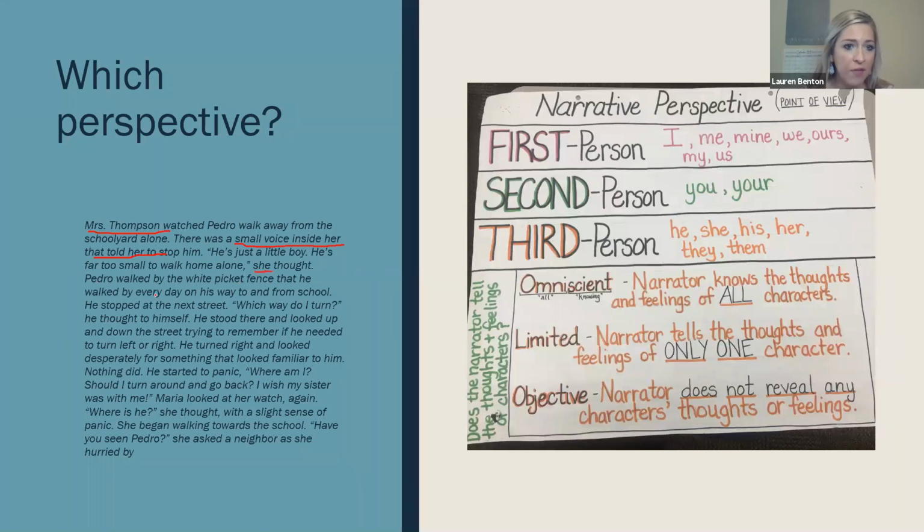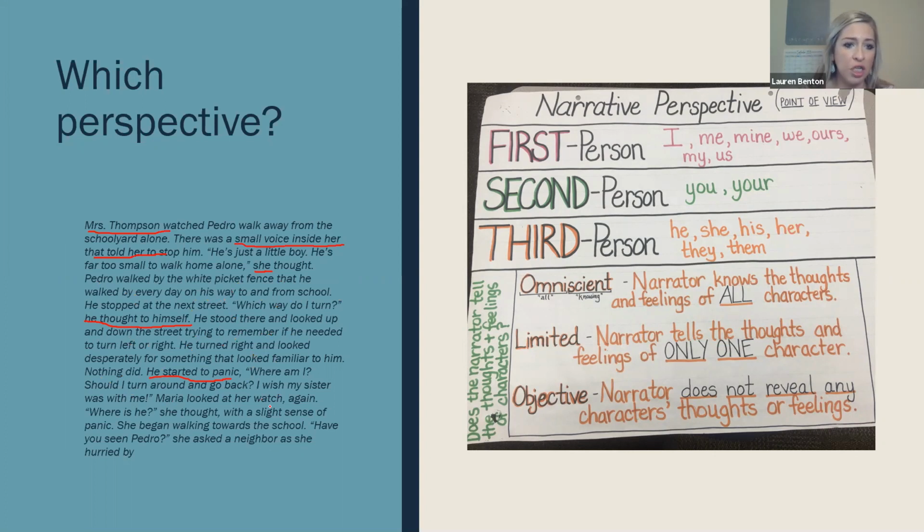Pedro walked by the white picket fence that he walked by every day on his way to and from school. He stopped at the street. Which way do I turn? He thought to himself. He stood there and looked up and down the street, trying to remember if he needed to turn left or right. He turned right and looked desperately for something that looked familiar to him. Nothing did. He started to panic. Where am I? Should I turn around and go back? I wish my sister was with me.